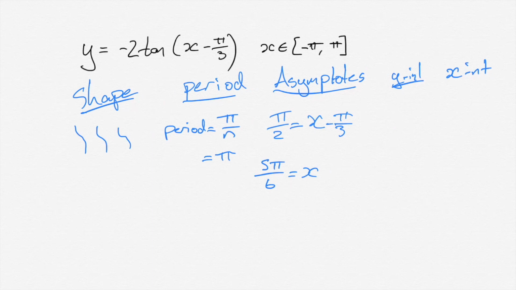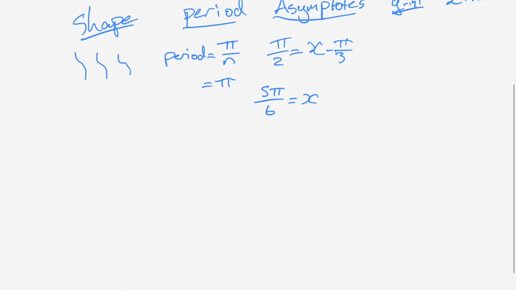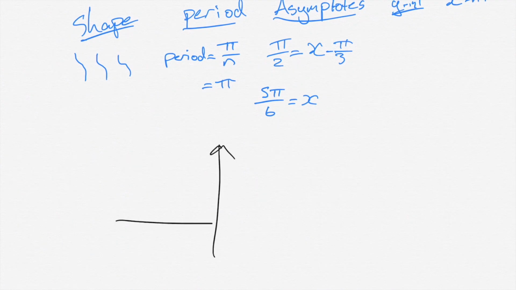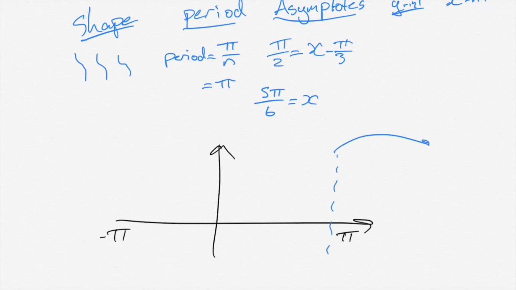Now, let's think about our domain. Essentially, we're sketching here and we're going from negative pi up to pi. 5 pi on 6 is very close to pi, so that's going to be somewhere around there. There's no point adding a period because that'll take us outside the domain. But if we subtract a period, we're going back pi from there.